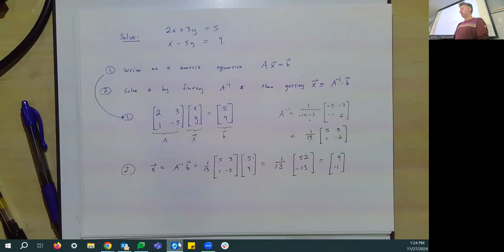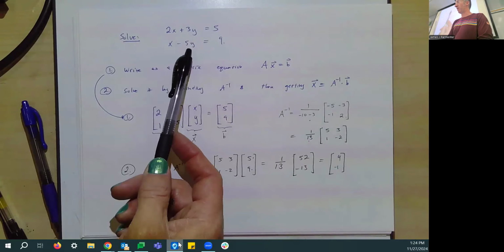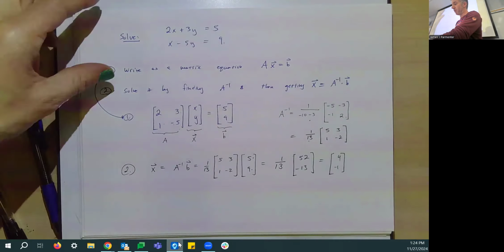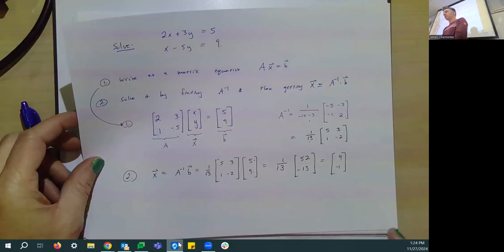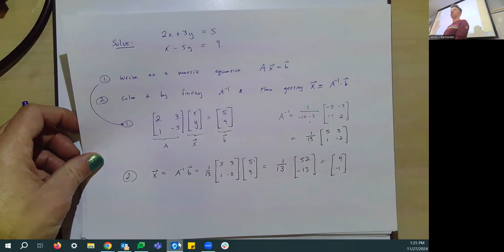So our solution here is x equal to 4 and y equal to -1. You can go back and check that easily, right? 8 minus 3 is 5, and 4 plus 5 is 9. Yeah, that works out. Okay. So great, it's nice to be able to solve systems of equations like this. But really the reason we're talking about this is mostly so that we talk about what happens when you don't have one single solution like this.